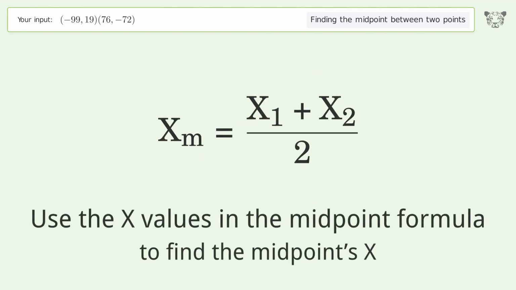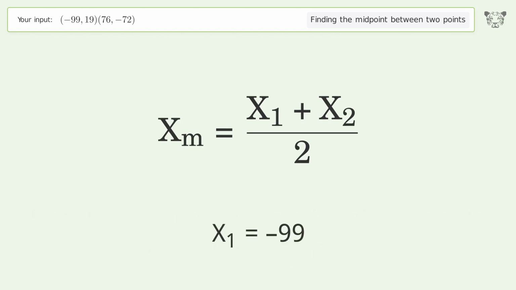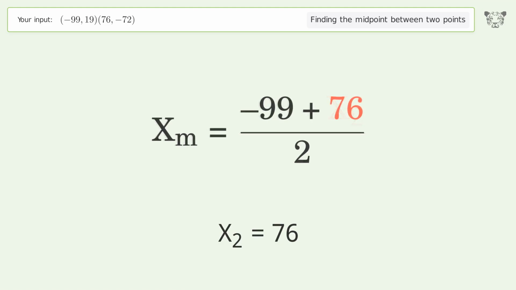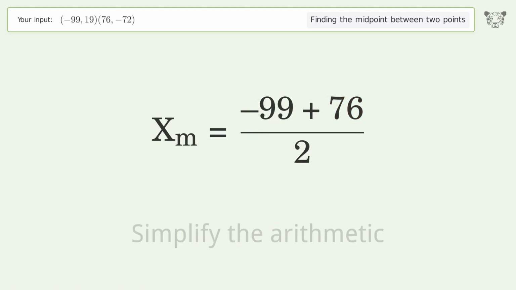Use the x values in the midpoint formula to find the midpoints x. x1 equals negative 99. x2 equals 76. Simplify the arithmetic.